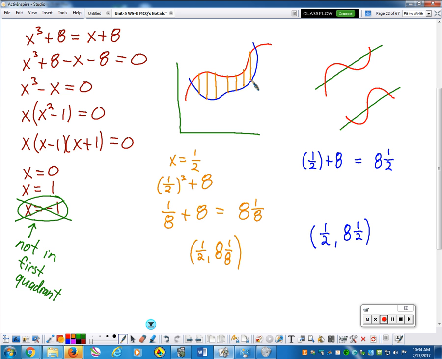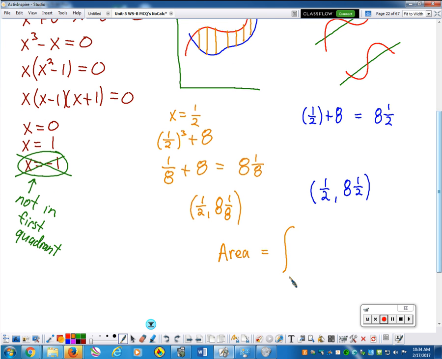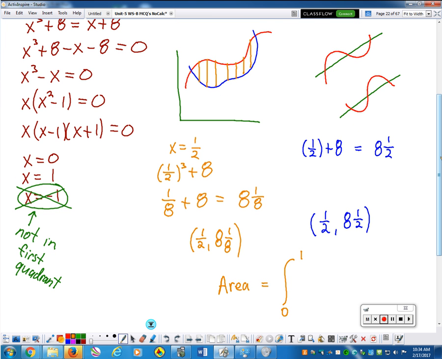Because now you can write the integral by saying the area is going to equal. So at what point do I start the integral? 0. Where do I stop the integral? 1. What formula finds the y coordinate at the top of every rectangle? Say it louder, Lexi. X plus 8.